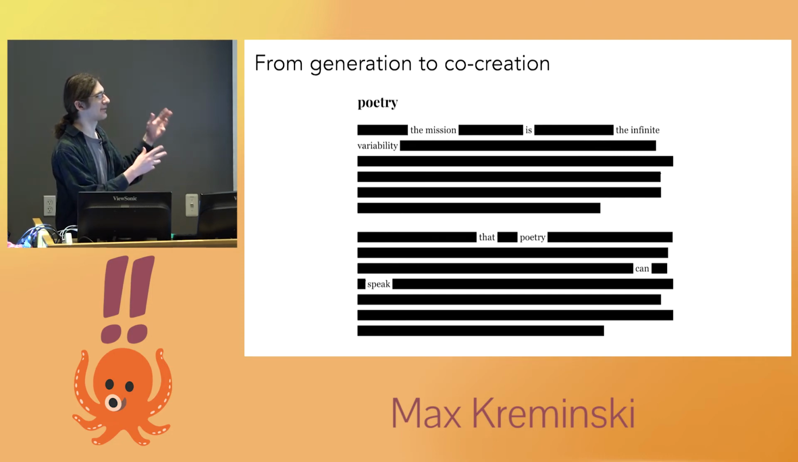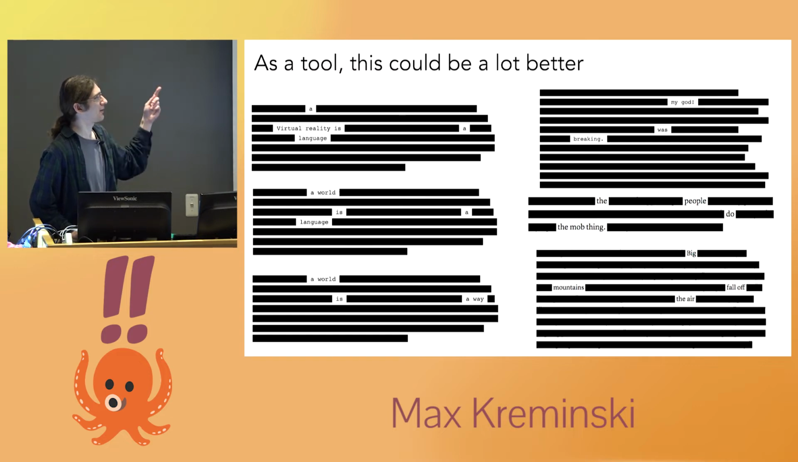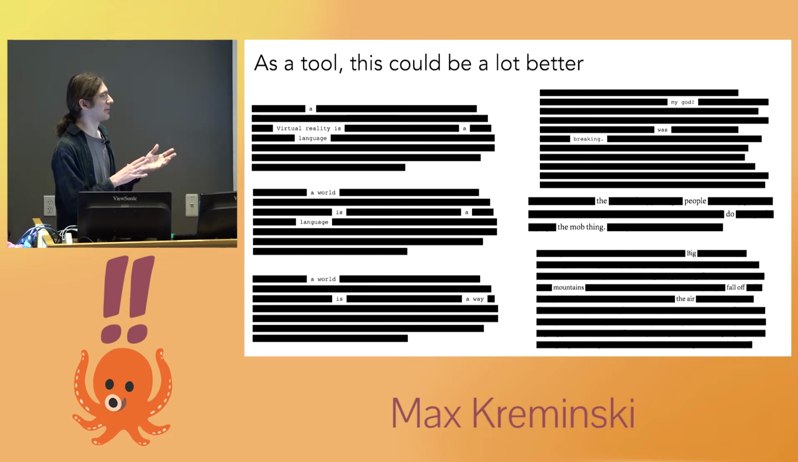I'm going to use this as raw material for my own poetry creation. These are six distinct entries from a single source text. I reran the generator on this text over and over again. You can see on the left that these are all instances of what the generator produces when run on the same paragraph: a virtual reality is a language, a world is a language, a world is a way. These are all variations of the same underlying text.